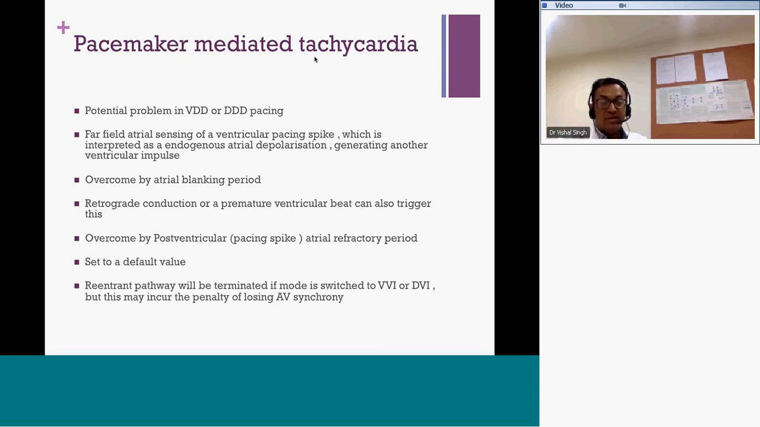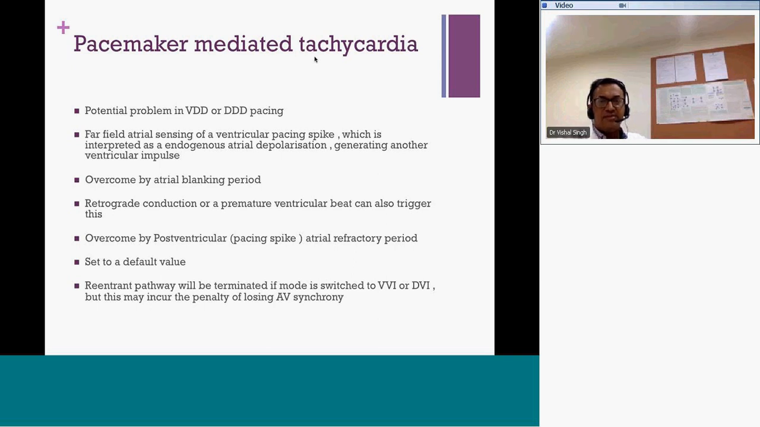Re-entrant pathways will be terminated only if the mode switches to VVI and DVI. I don't agree with it personally. Re-entrant pathways can also get better, especially with a little bit of overdrive pacing. But pass on a message to sir. I think he's aware of what the other one is coming, so maybe at that point of time you can answer. Okay. So, pacemaker mediated tachycardia.